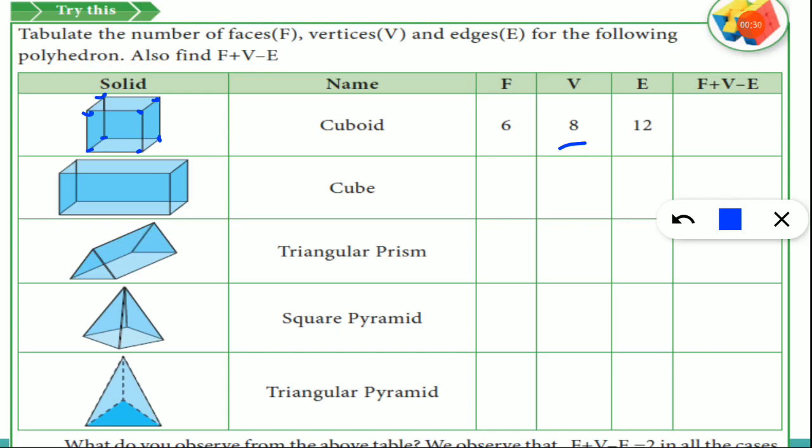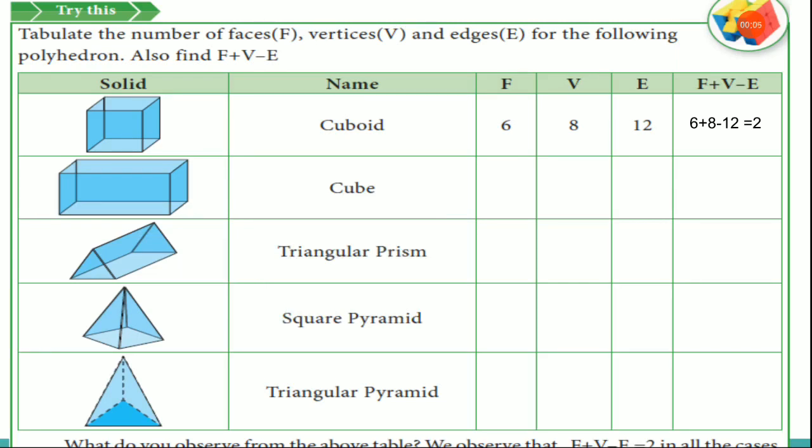Now, after finding all these 3 values, you are going to substitute in Euler's formula, that is F plus V minus E. So, what will be the answer? You are going to add 6 and 8 and subtract 12, and the answer comes as 2. Okay? Now, let's solve one more sum.